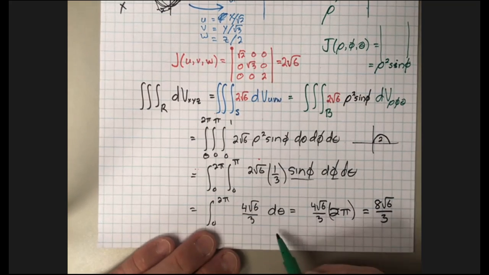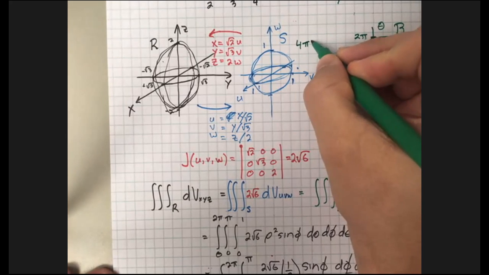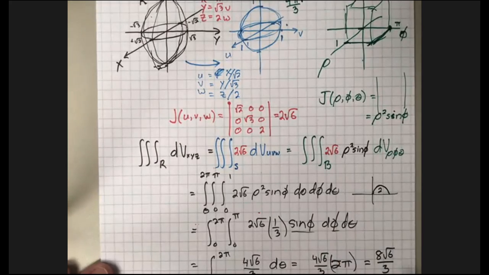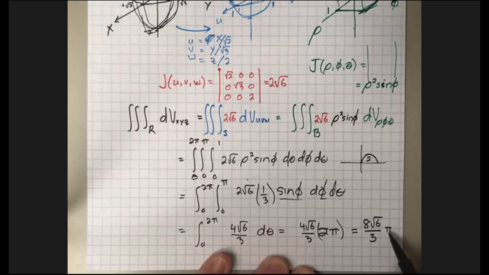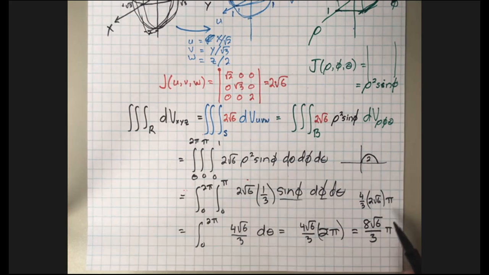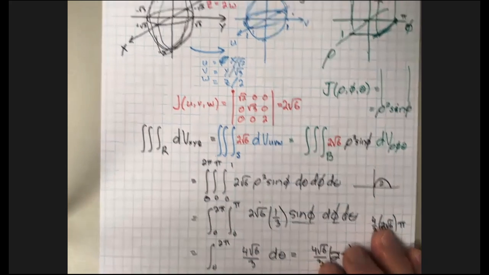Remember, the volume of a natural sphere is 4/3 pi r cubed. Oops, forgot my little pi right here. I do see a pi and I do see a 4/3. Let's think of this as 4/3 and pi. But instead of the r cubed here, I see a 2√6. And what was the 2√6 representing?